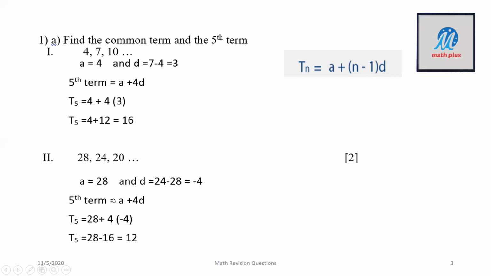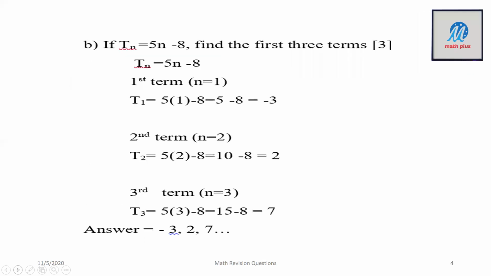Now my fifth term is a plus 4d. I have substituted. My a is 28 and my d is negative 4. 28 plus 4 times negative 4, it's negative 16. Then 28 minus 16, I will get 12. So that is my fifth term. Let's move to the B part.